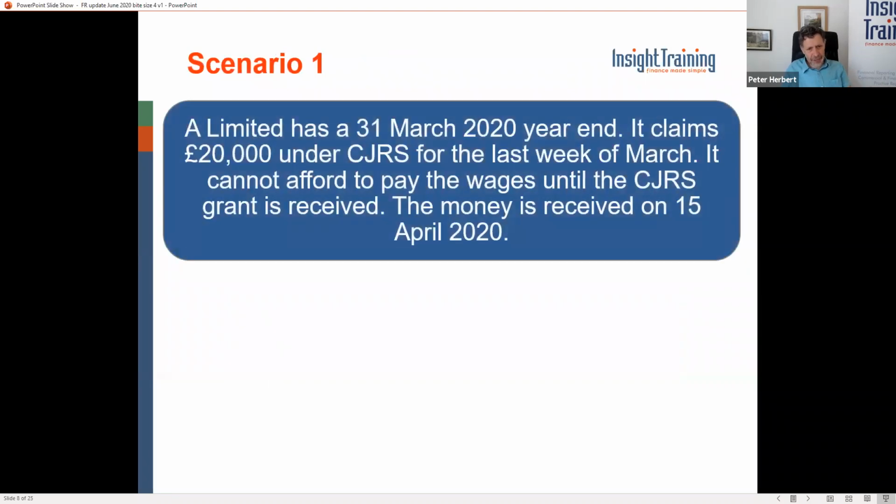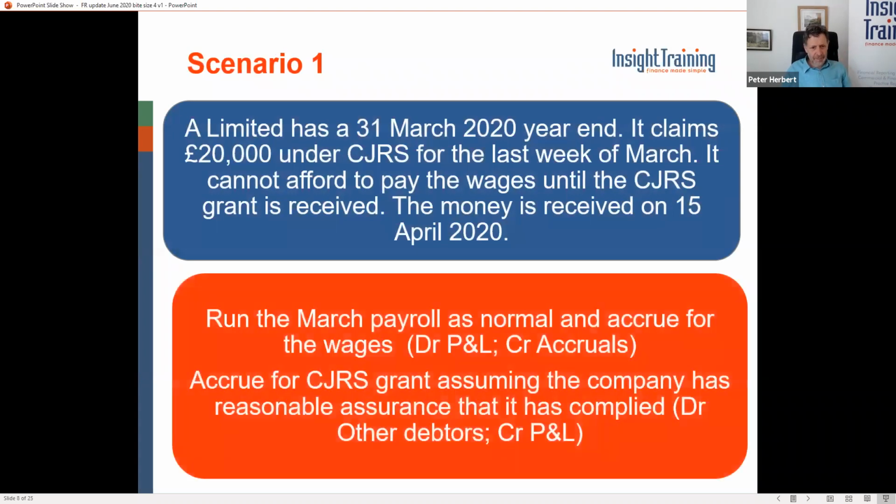Okay, let's look at a scenario. A Limited has got a 31st of March 2020 year end. It claims 20,000 under CJRS for the last week of March. It can't afford to pay the wages until the CJRS is received. The money's received on the 15th of April, at which point the wage payment would be made. Now, the way that I work from an accounting point of view is you'd run the March payroll as normal. You clearly would not be paying March's wages in March because you can't afford to.